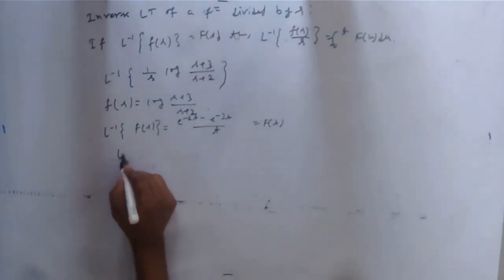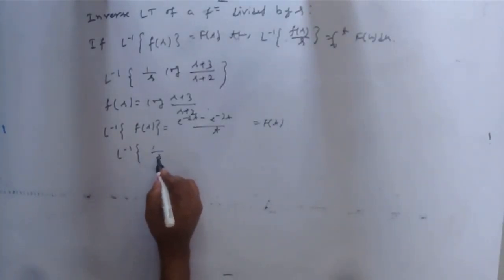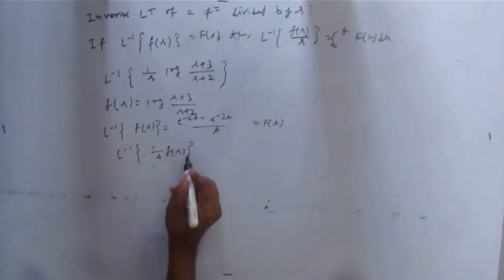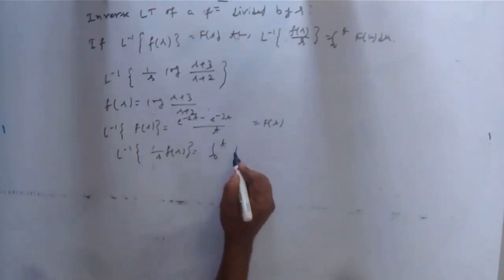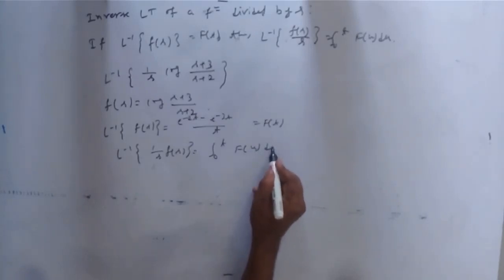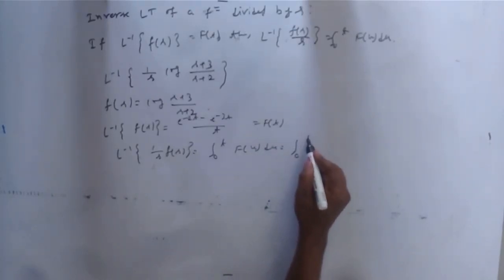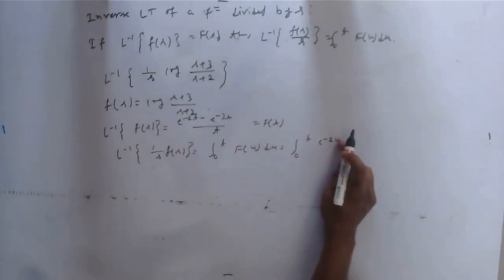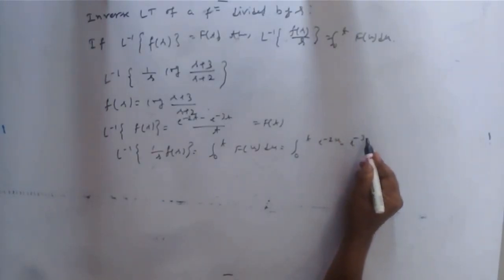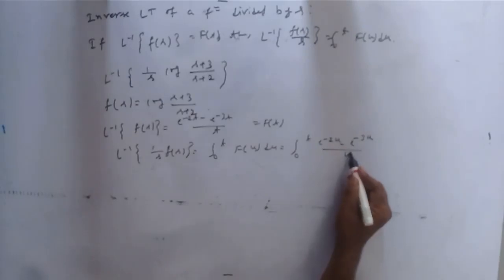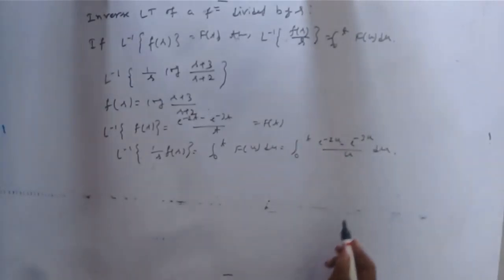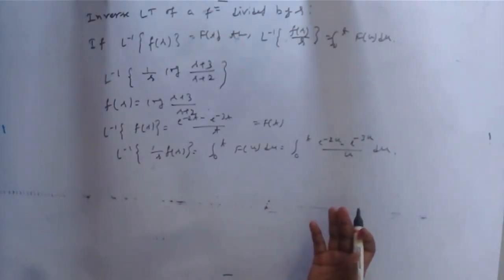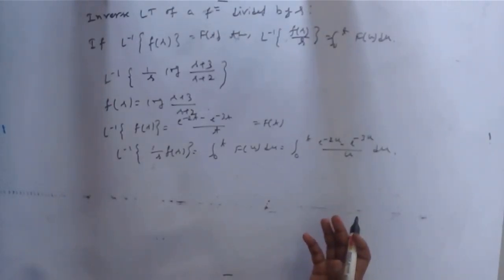So L inverse of 1 by s F(s) will be integration 0 to t of f(u) du, that is 0 to t of (e to the power minus 2u minus e to the power minus 3u) by u du. Now you will do the remaining part. It is your home assignment.